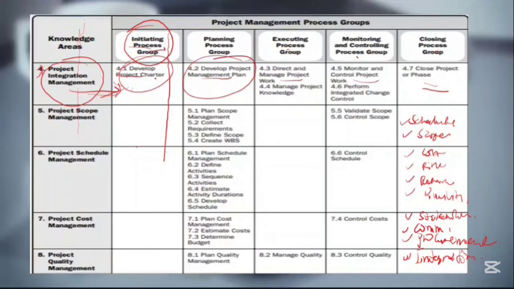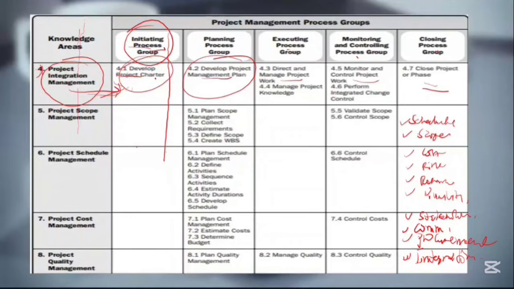When it comes to scope management, we need to have a plan. When it comes to risk management, we need to have a plan. When it comes to schedule, we need to have a plan to give us the approach. So schedule management, how do we go about it? Communications management, how are we going about it? We need to have a plan to tell us exactly what we do.